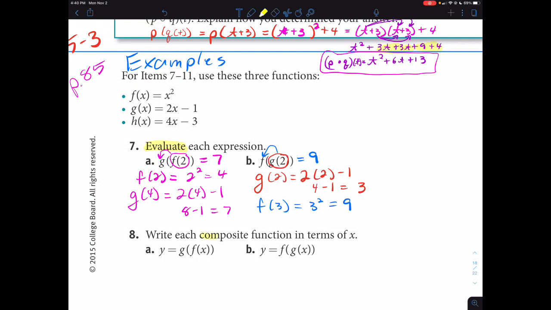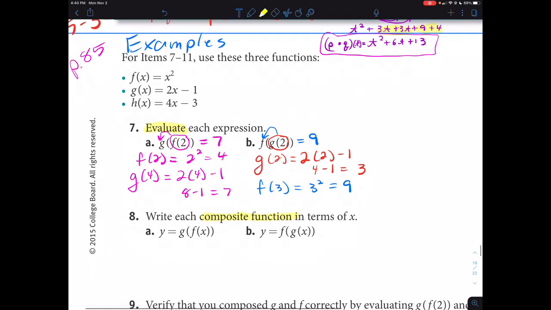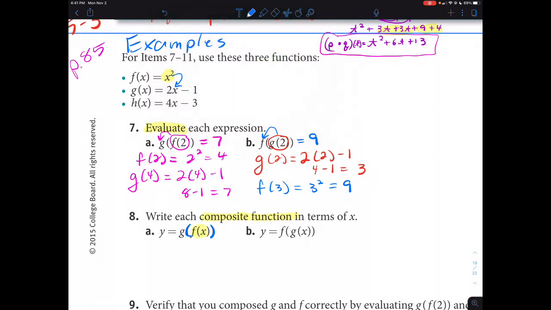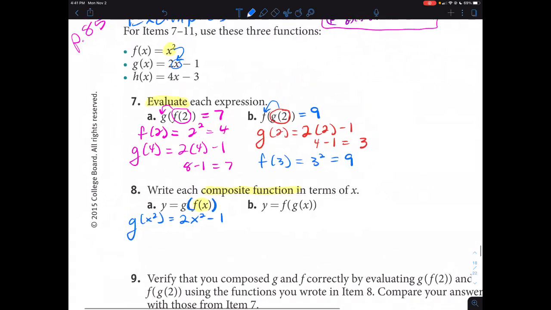Now we're actually going to write the composite functions on number 8 here. We're actually going to have an equation. So the first one is g of f of x. So we're going to take f of x and plug it into g. That's what's going to happen here. So that's going to be g of x squared, and where the x used to be, now it's going to become x squared minus 1. That's really all I have to do. I just take the x squared and plug it into g.